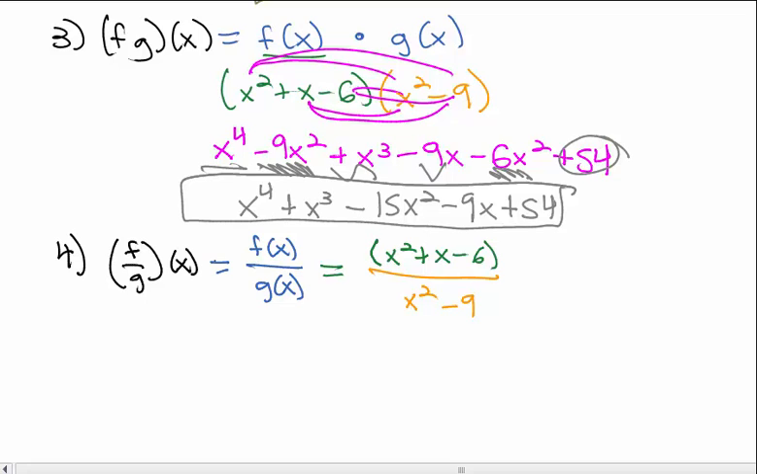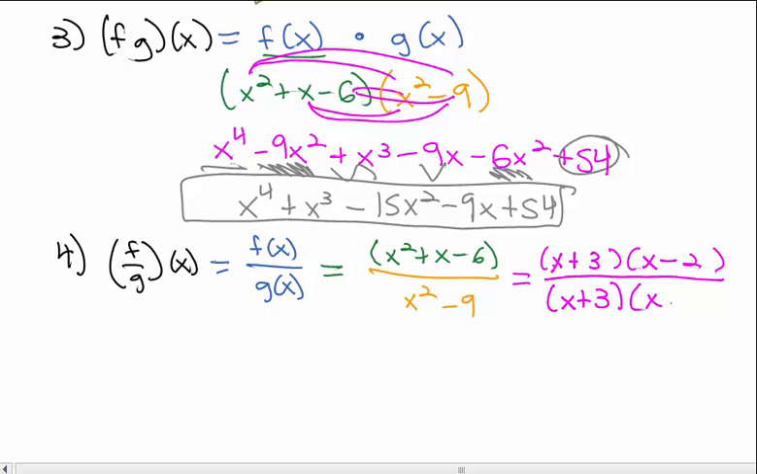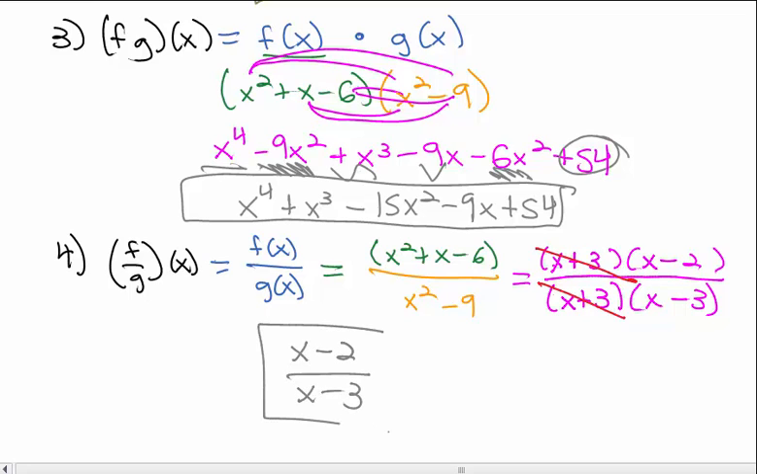Now you remember from our previous unit when we were simplifying rational expressions, before we do any reducing, we have to factor the numerator and denominator. The numerator is x plus 3 times x minus 2. The denominator is a difference of squares, x plus 3 times x minus 3. And we see those x plus 3's can divide out. And so we have our final solution for the quotient: x minus 2 over x minus 3.